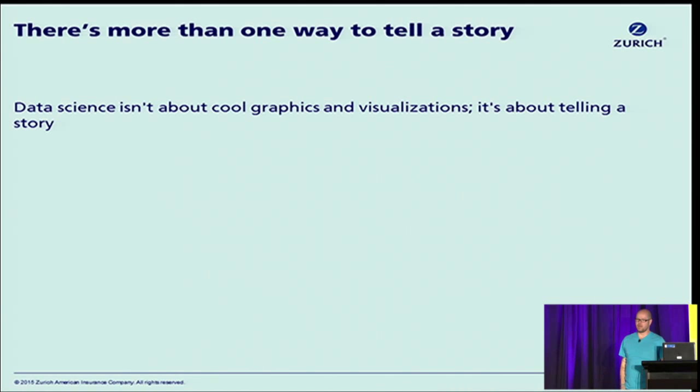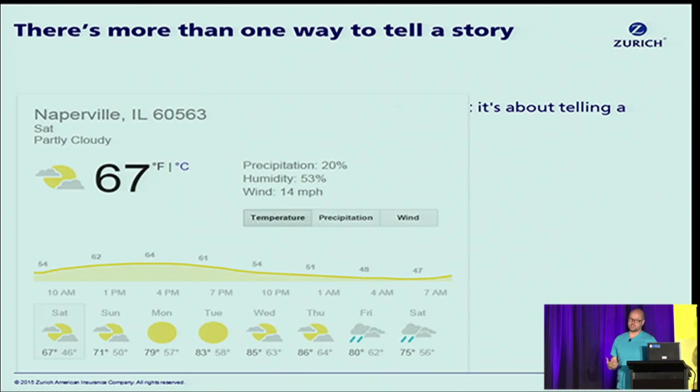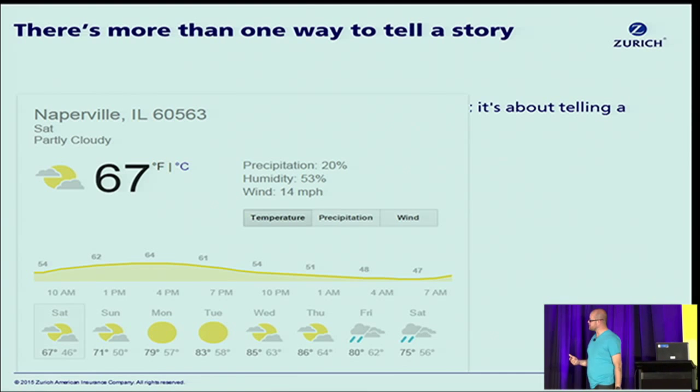A little bit of a dig on myself, right? Data science is not about cool graphics and visualizations. That's a fun part of what we get to do, but the aim isn't to build the coolest visualization so that I can go publish something or have a paper out there. You need to be telling a story tailored to your end user. So a couple examples, right?